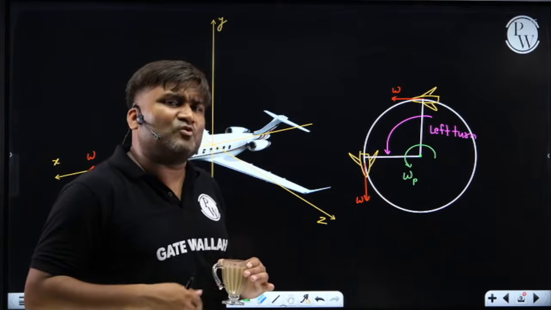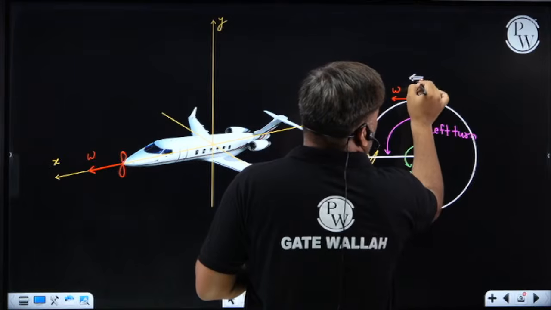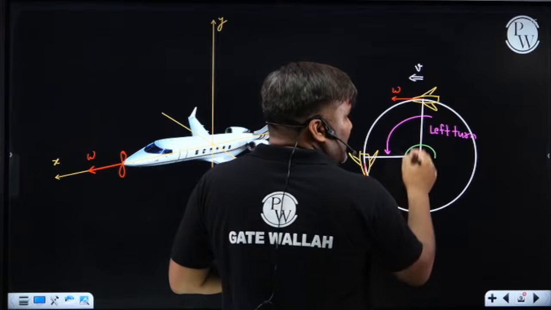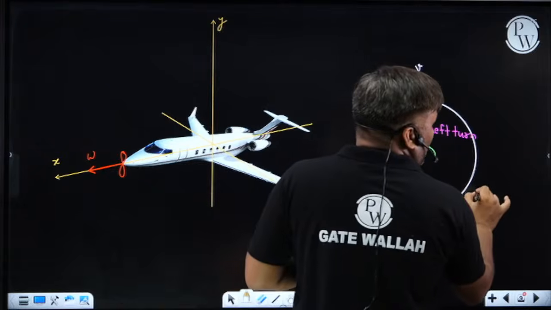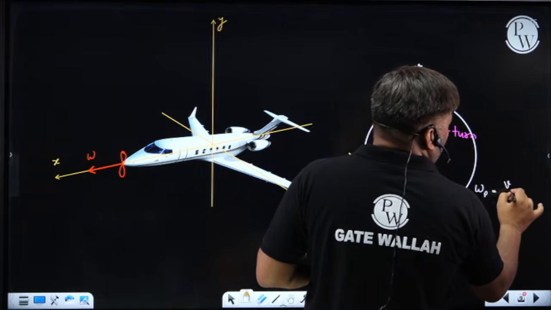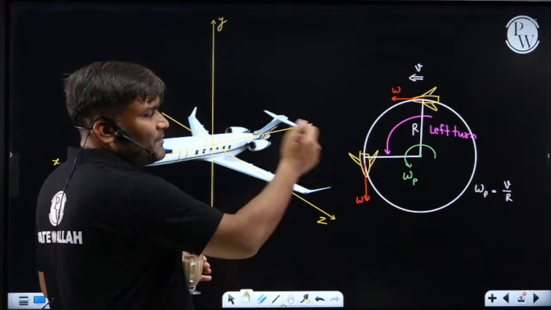And can you find this omega p velocity? Sir, if you can tell me with what velocity my plane is moving. My plane is moving with velocity v. Its speed is v, and r is the radius of the path. So can I write simply the precession speed omega p? It will be v by r. How much is this omega p? Can I find out? Omega p is v by r.